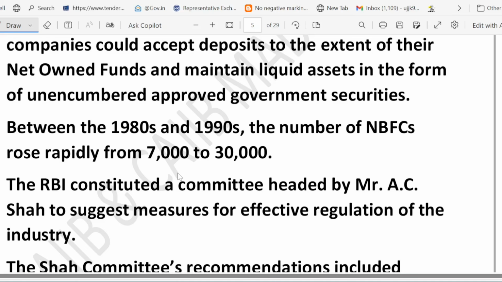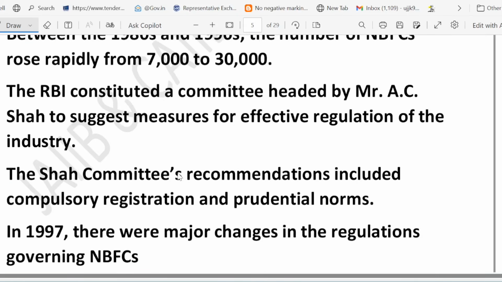And then comes another committee. I told you about the Shah Committee. The Shah Committee was formed in 1990, right? Basically, it is also called the rule maker. So RBI appointed a committee to clean up the sector.